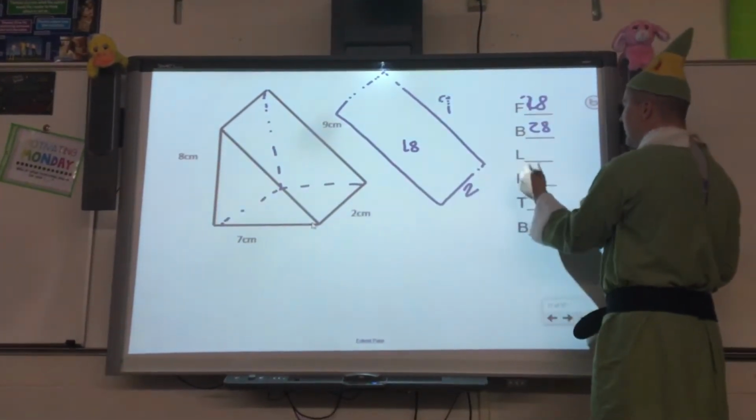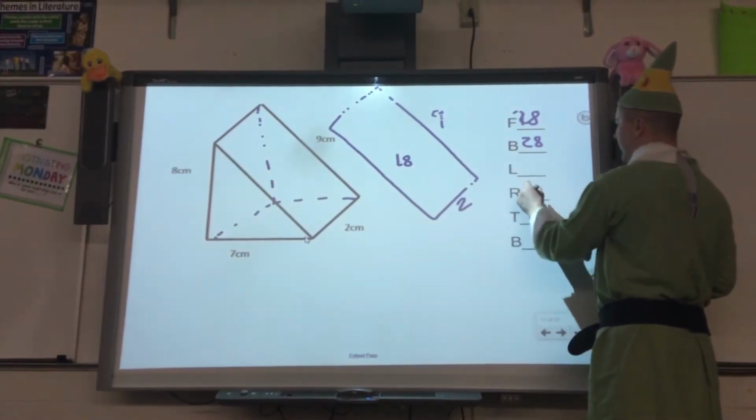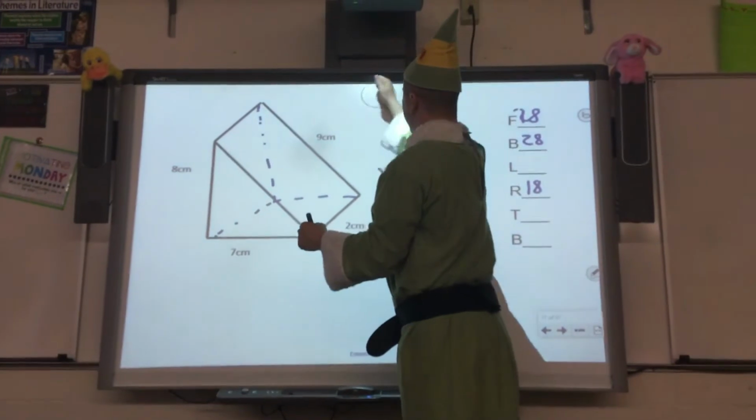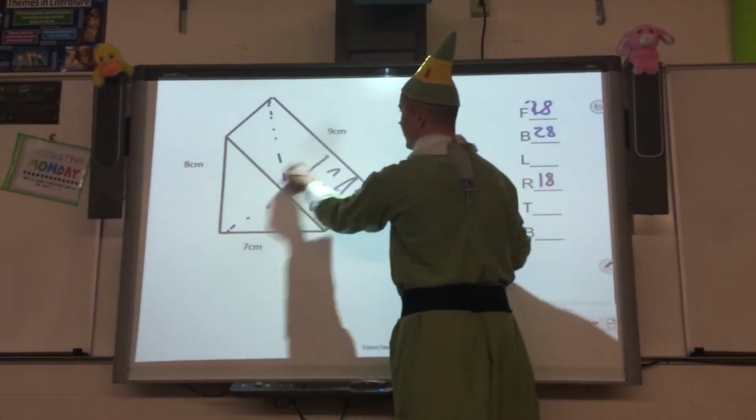And this is where it gets a little bit trickier. We're going to call that the top here. I guess we go right or left, doesn't really matter. So 18. So now I've found 3 faces: the triangle, and then this one right here.